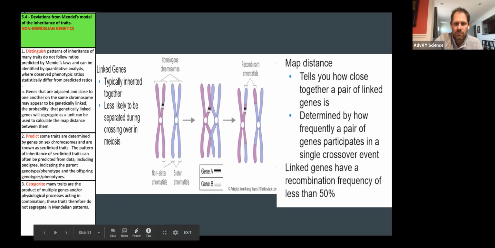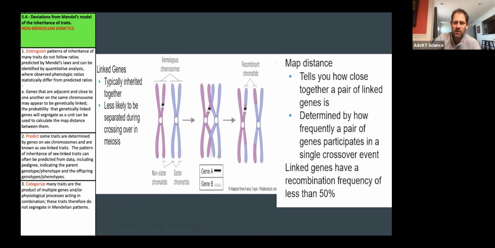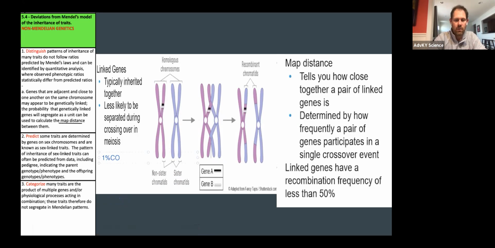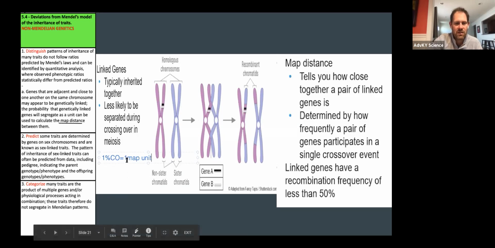So what we're able to get is a percentage of recombination, and that lets us see the map distance. So 1% crossing over equals 1 map unit. Map units are arbitrary units. They're not necessarily like 1 centimeter. They're not a certain distance. It's just an arbitrary unit that you would have to create.